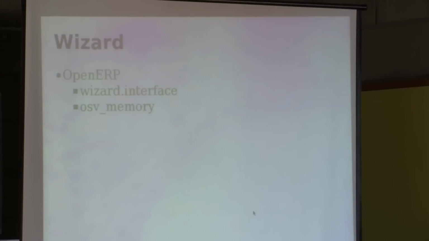For wizards, OpenERP has two kinds of wizards: the wizard interface, which is now named the old wizard way, and the OSV memory, which is more like a set of models with buttons. But with the memory, they lost something very interesting from the previous wizard, where you define a kind of workflow: states, and where you can go from one state to another. With the memory, it's all in the code and it's difficult to understand.